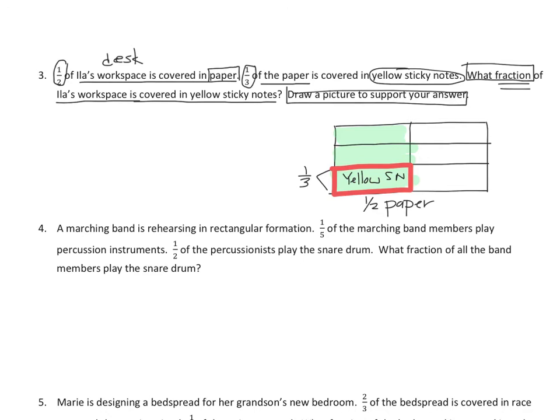So now we want to know what fraction of Isla's workspace is covered in yellow sticky note. Remember, this is her whole entire workspace. They want to know what fraction of her workspace is covered in yellow sticky notes. Here is where her yellow sticky notes are, but what fraction of it? It's going to be 1 out of 6. So 1/6 of her workspace is yellow sticky notes.